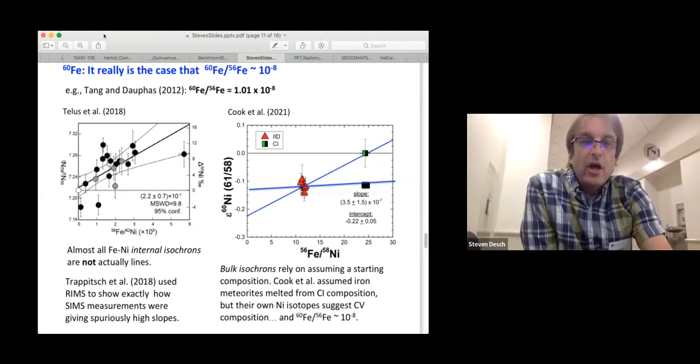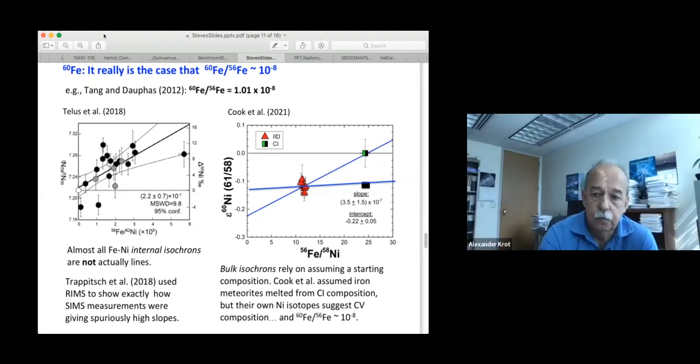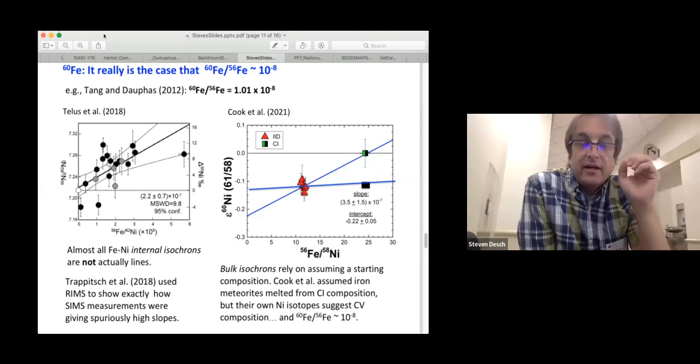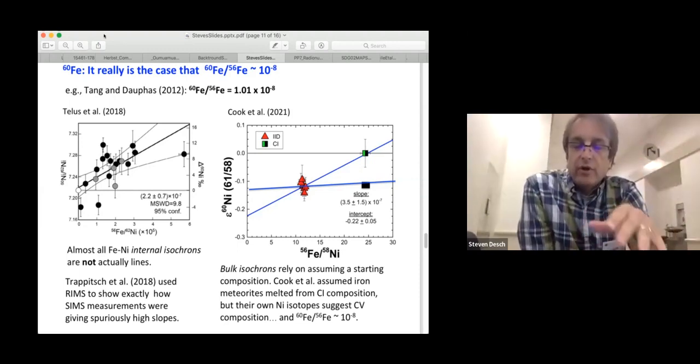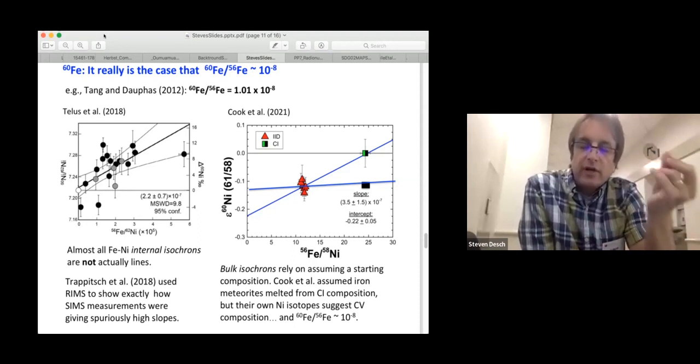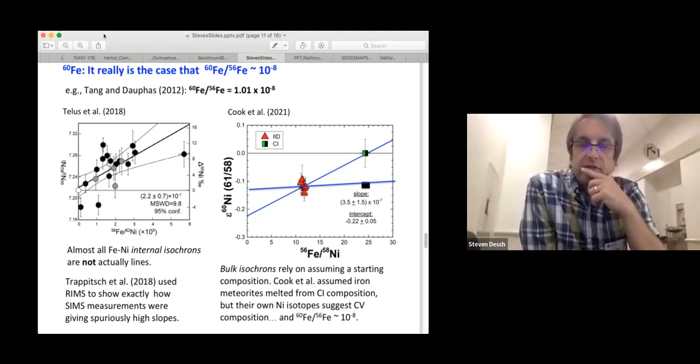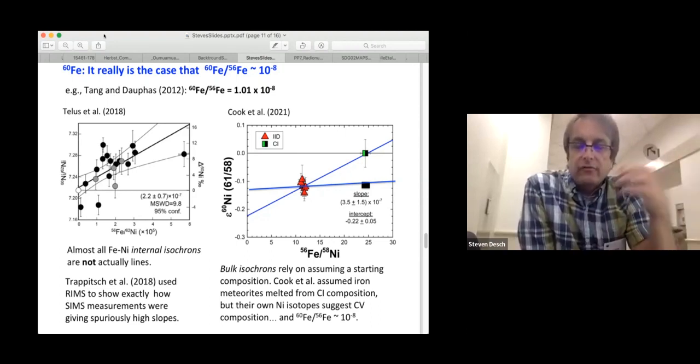That's good. So I think Sasha and I are in agreement that Iron 60 and what we can measure from data is the ratio of Iron 60 to Iron 56, the nucleus there. We agree that value is low at the 10 to the minus 8 value, and there's a lot of literature, a lot of measurements. For example, Tang and Dauphas, pretty definitive, 1.0 times 10 to the minus 8.